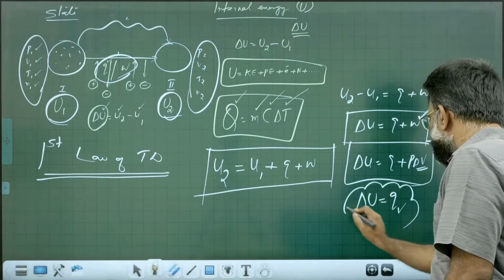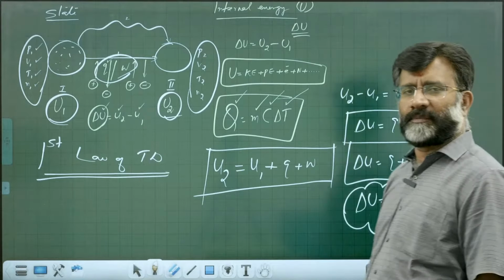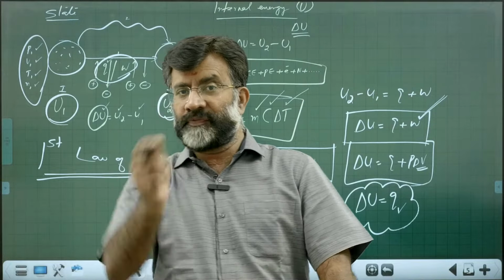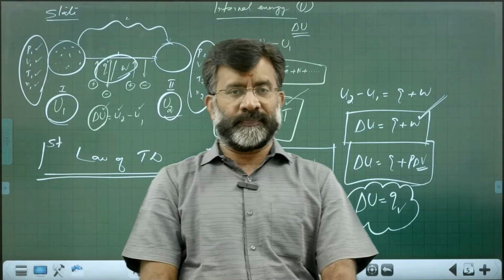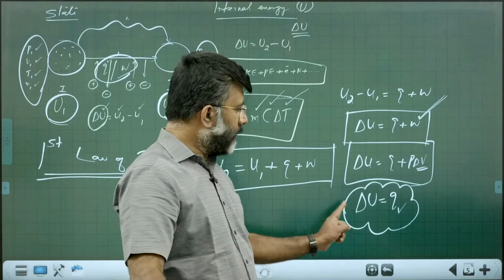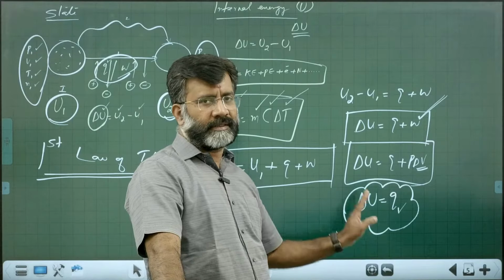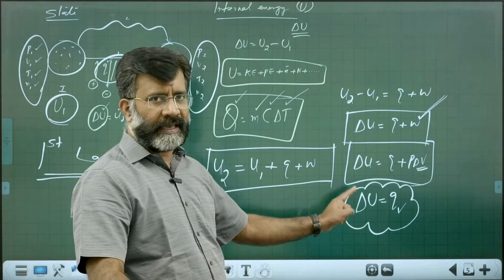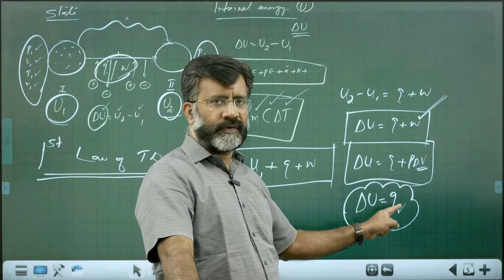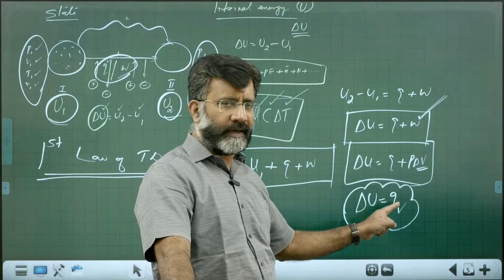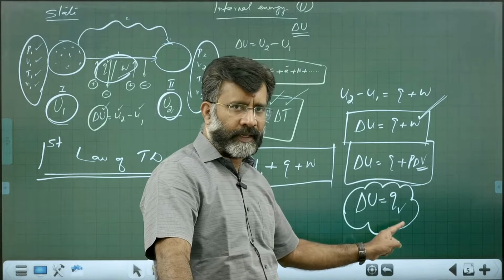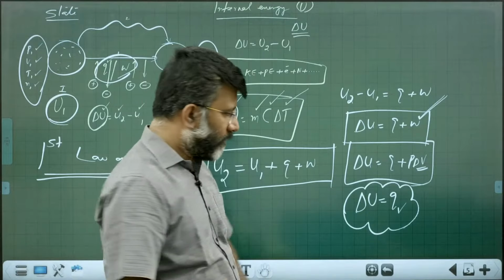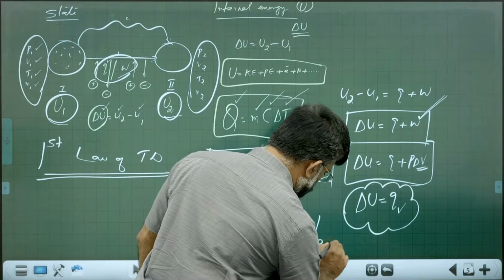What is Q suffix V? Any thermodynamic property suffixed with another property means that the suffixed property is constant. So this means delta U is equal to QV. That means it's a definition for change in internal energy. Change in internal energy can be defined as heat transferred during a thermodynamic process carried out at a constant volume. Change in internal energy, we call it heat at constant volume.